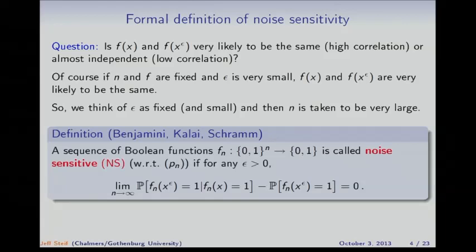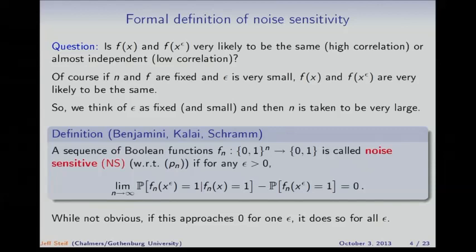So I look at the probability that f_n of the perturbed sequence is 1 given f_n of the original string is 1. And if these were independent, this would just be, of course, the probability that f_n of x epsilon is 1. And so I call it noise sensitive if the difference between these approaches 0 as n goes to infinity for any fixed value of epsilon. So that's what noise sensitivity means. While it's not obvious, it turns out that if this quantity approaches 0 for one value of epsilon, it approaches 0 for all values of epsilon. So it doesn't matter what epsilon you use.